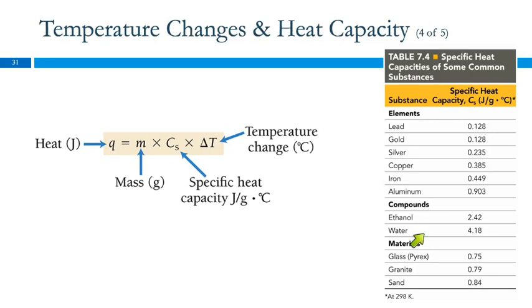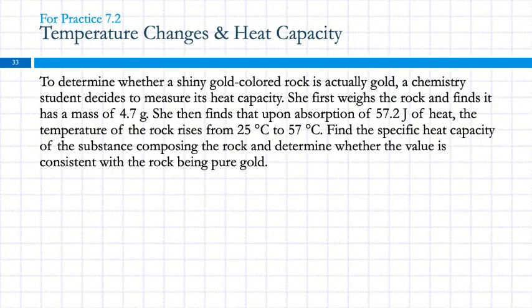The specific heat capacity of gold. Here it is, it's pretty low, same as lead. 0.128 joules per gram degree Celsius. So we're going to need that in our problem, so I'm just going to write it in there right away. So the specific heat capacity is 0.128 joules per gram degree Celsius.